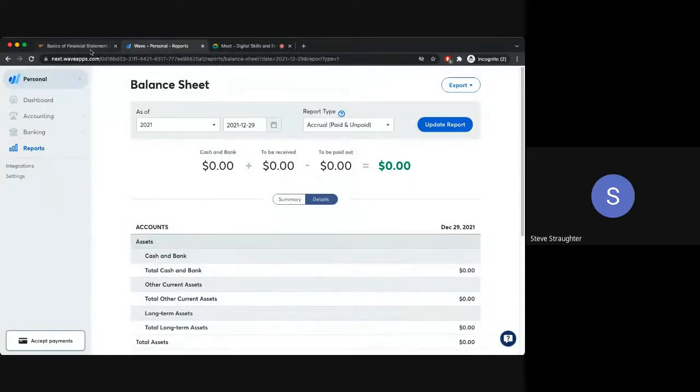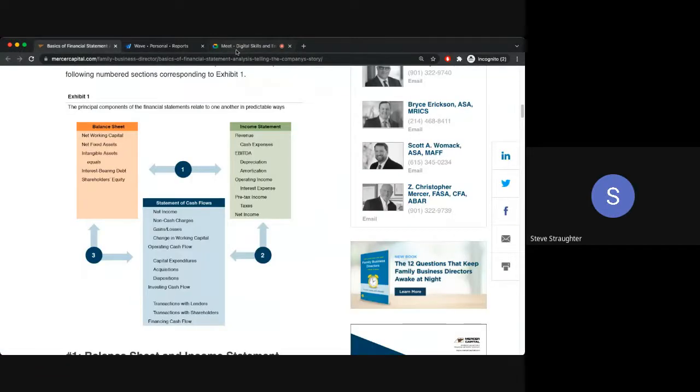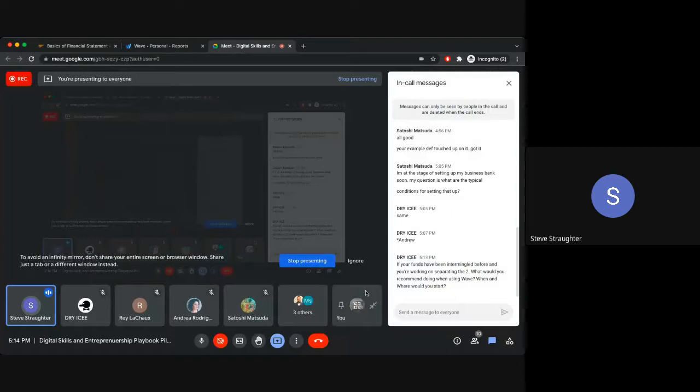It's all good. So if your funds have been intermingled before and you're working on separating the two, what would you recommend doing when using Wave? When and where would you start? We're going to start at the beginning of a fiscal year. For most people, their fiscal year begins January the 1st.